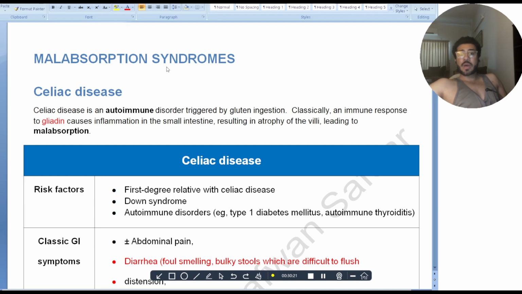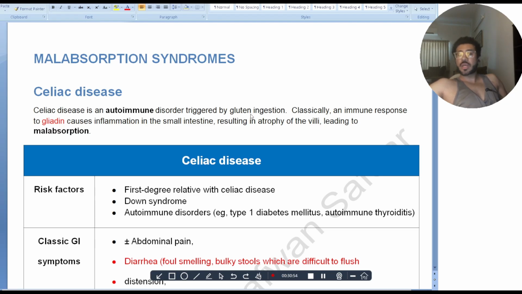So now let's start malabsorption syndromes. We'll start with celiac disease. So what is celiac disease? Celiac disease is basically an autoimmune disease where there is an autoimmune reaction against a food particle termed gluten. The autoimmune response is not directed directly towards gluten, but towards gliadin, which is basically a byproduct of gluten breakdown.